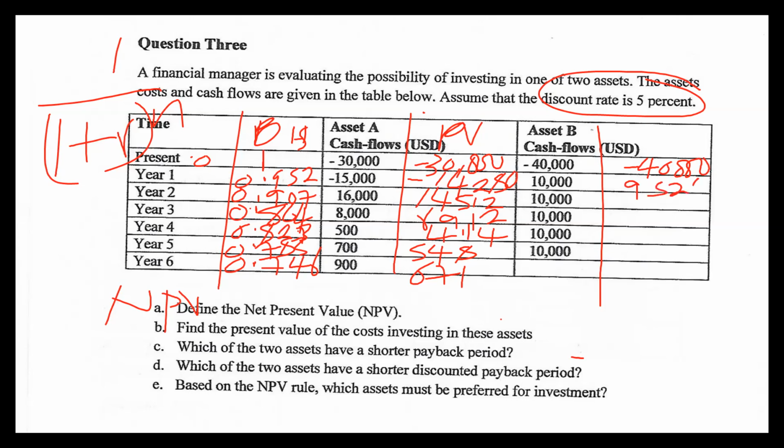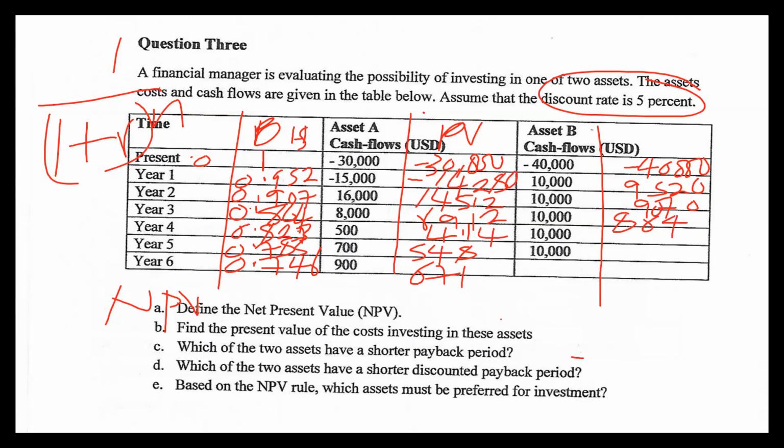The next one, 0.907 times 10,000. We have 9,070. What about the next one? We have 0.864 times 10,000. We have 8,640.